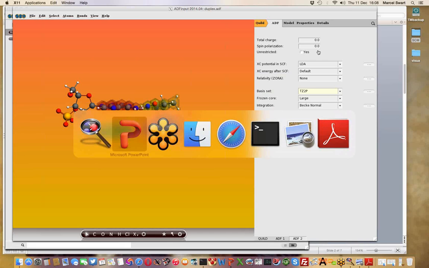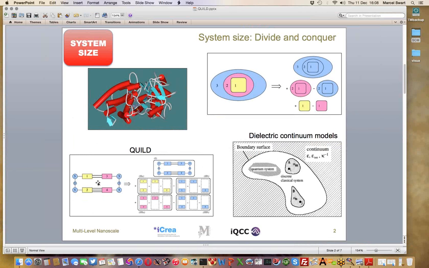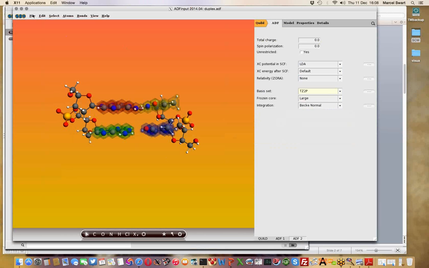So again, getting back to this scheme, you have here the total with Becke-Perdew and then the pi-pi stacking with the LDA. So this is one way in which you can use QUILD in the QM methodology, which is not available with other programs.